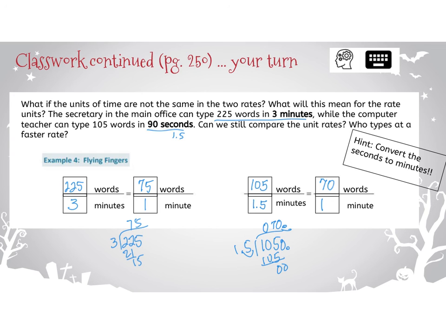That was a little bit more involved with the decimal, and I bump it over so that I don't have any decimal in my divisor. Okay, can we still compare the units? We have to change them so that they're the same. It says, here's a hint, convert the seconds to minutes, and we did that. Okay, so we're done with our classwork. Well done.